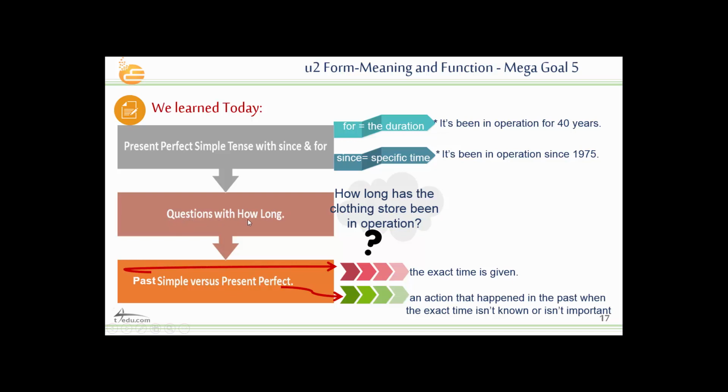Number two, questions with how long. How long has the clothing store been in operation? We use how long with the present perfect. We don't use when. Be careful. Don't ask by using when for the present perfect.